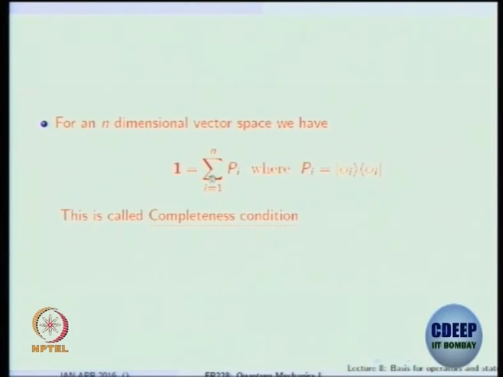For a 3-dimensional R3, I have to give you i cap, j cap and k cap. If I just give you i cap and j cap, it is not complete. You all agree? So, this condition which we write, this condition that the sum of all the projection operators of a given basis set is the identity, is what is called the completeness condition.